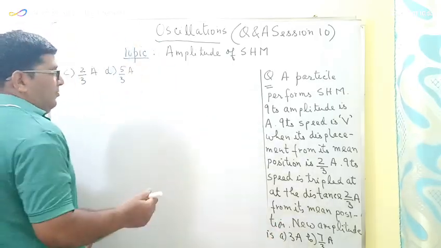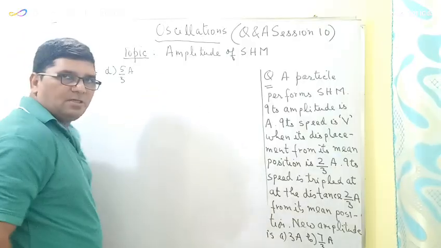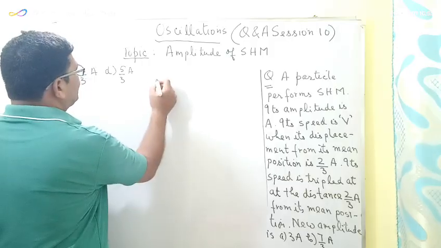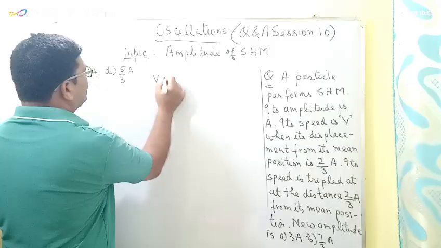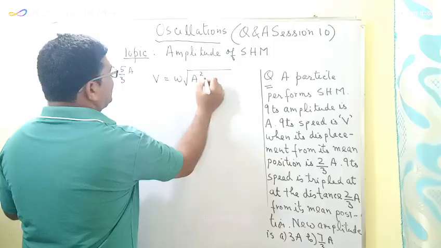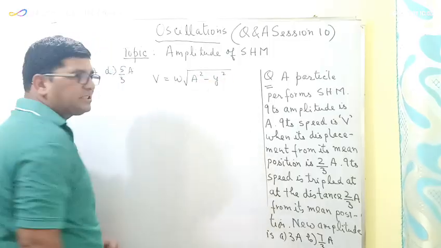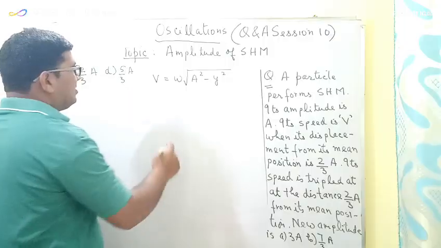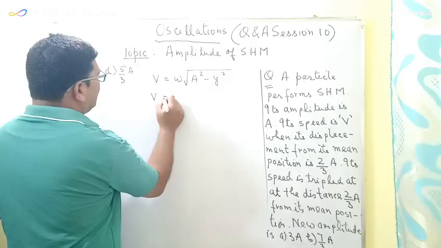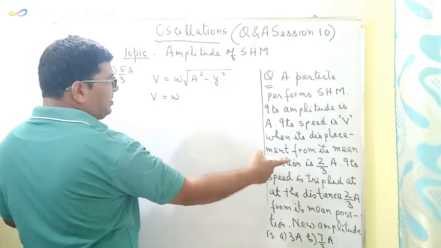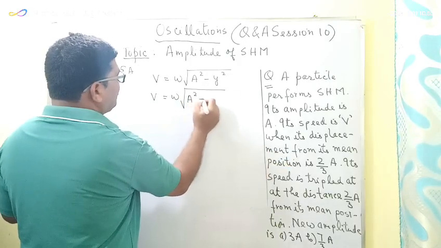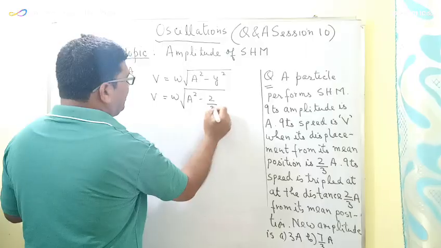So we know that the speed of a particle performing simple harmonic motion is given by the formula V is equal to omega under root A square minus Y square, where Y is the displacement from the mean position. So its speed is V when the displacement from its mean position is 2 by 3A. So V is equal to omega under root A square minus (2 by 3A) whole square.